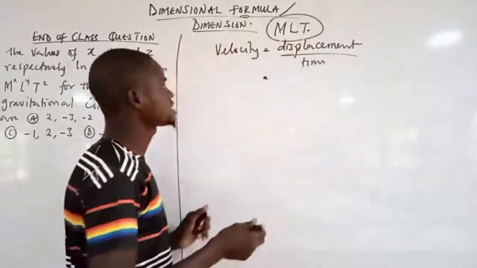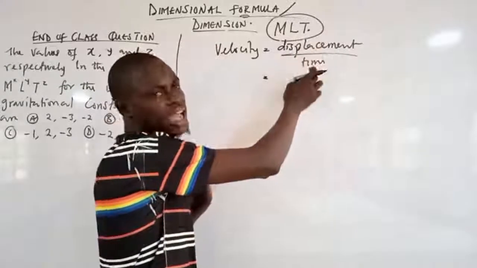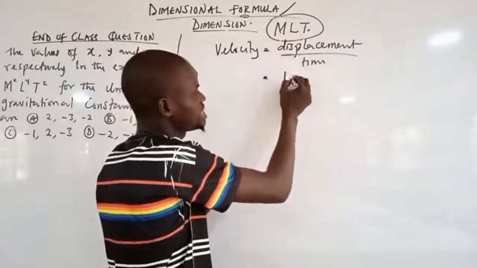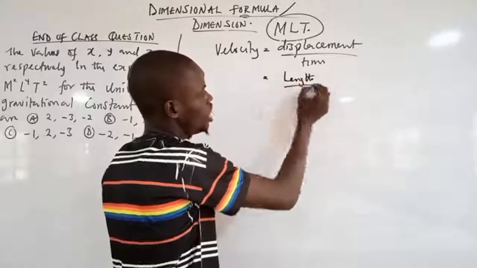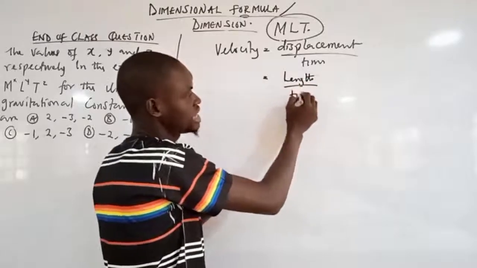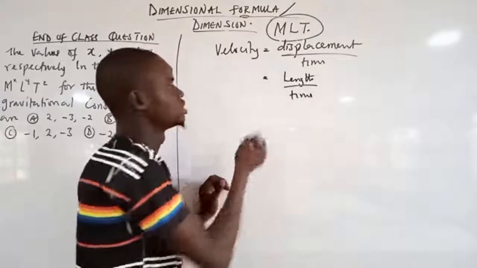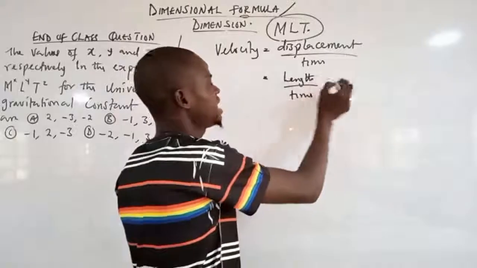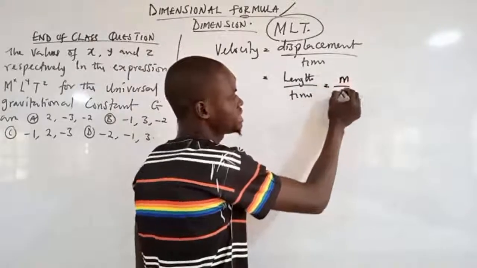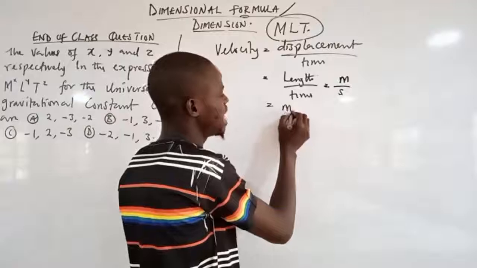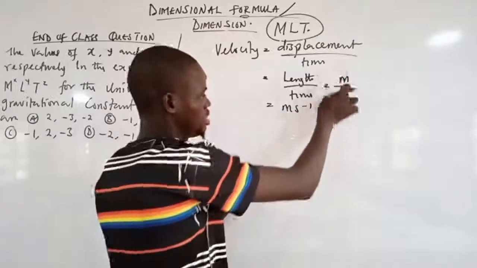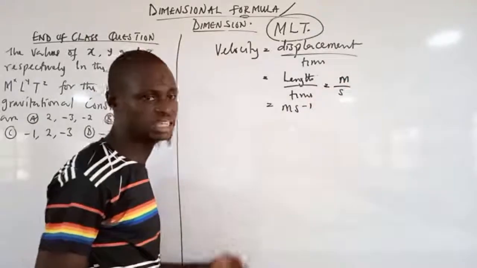Now, in this case here, I have displacement over time. My displacement is length over time taken. In dimension, don't forget that length is measured in meters and time is in seconds, which is meters per second. This is meters per second, mathematically.